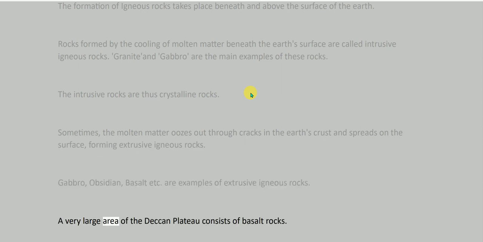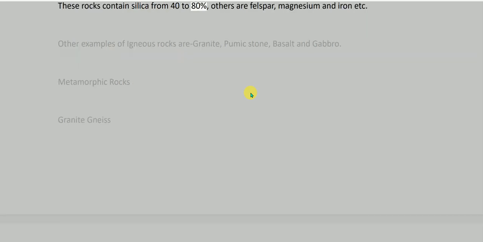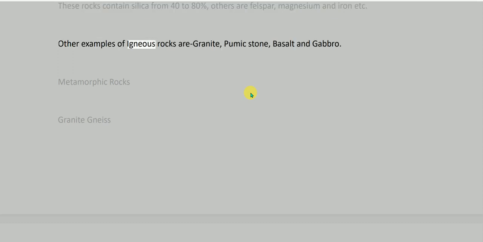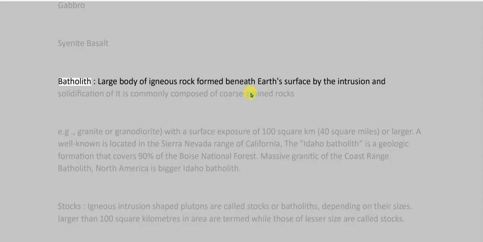A very large area of the Deccan Plateau consists of basalt rocks. These rocks contain silica from 40 to 80%, others are feldspar, magnesium and iron etc. Other examples of igneous rocks are granite, pumice stone, basalt and gabbro. Metamorphic rocks: granite, gneiss, gabbro, syenite, basalt.